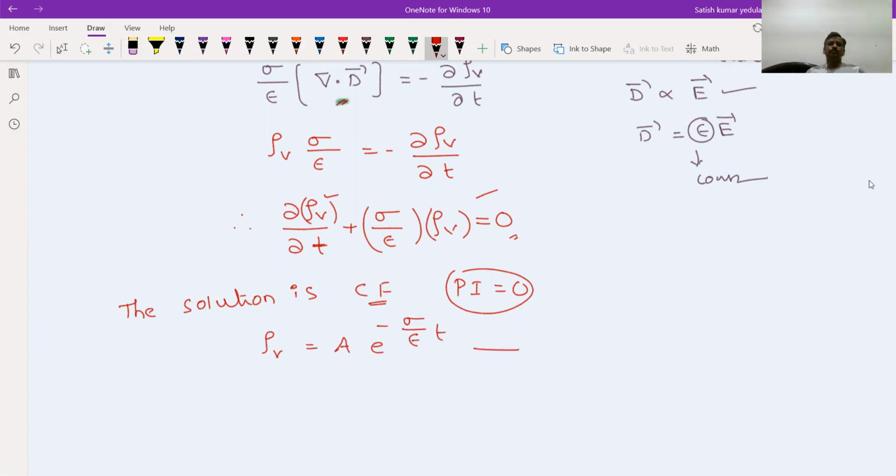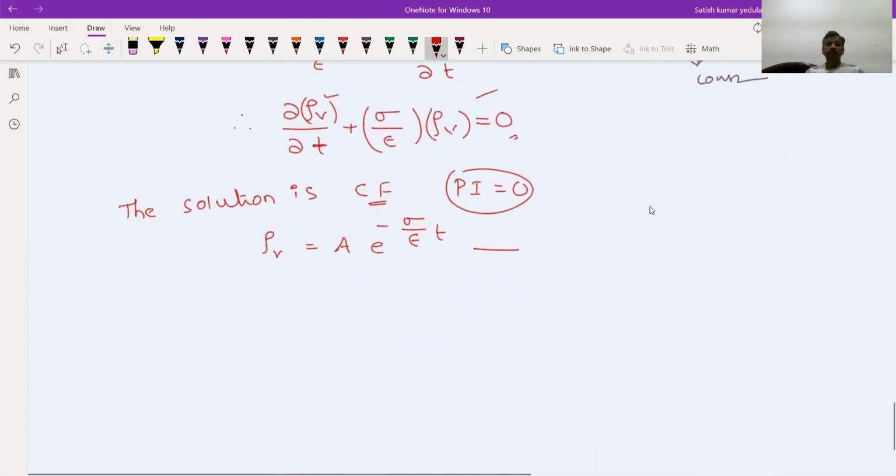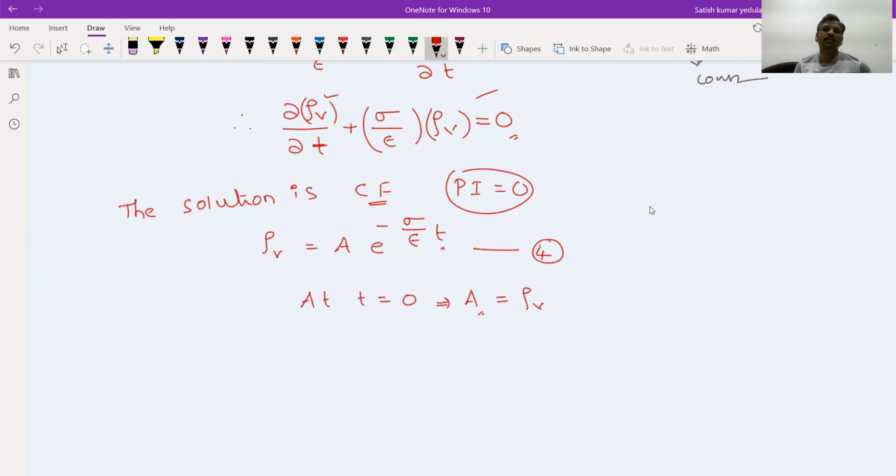Okay, so this is what we call equation number 4. At t equal to 0, by substituting the boundary conditions, you will always get that constant. At t equal to 0, e power 0 will become 1, and A will be equal to rho v. So at t equal to 0, this A we can also call rho naught or rho v naught, anything you can write.